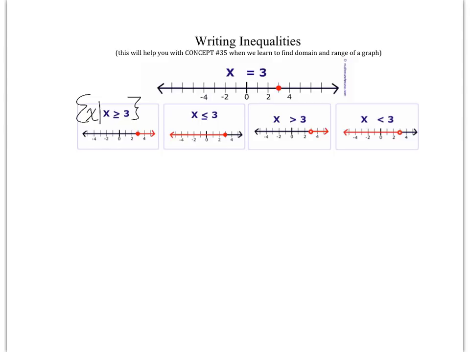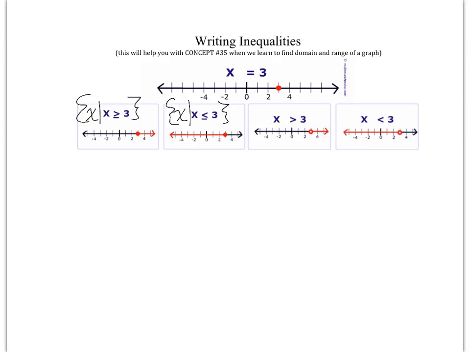So now the next one, closed dot on 3, which means it's equal to 3, but it's shaded to the left. So these are all the numbers that are less than 3. So we would say that x is less than or equal to 3. And if I were asked to write it as a domain, you might see it written as x such that x is less than or equal to 3.